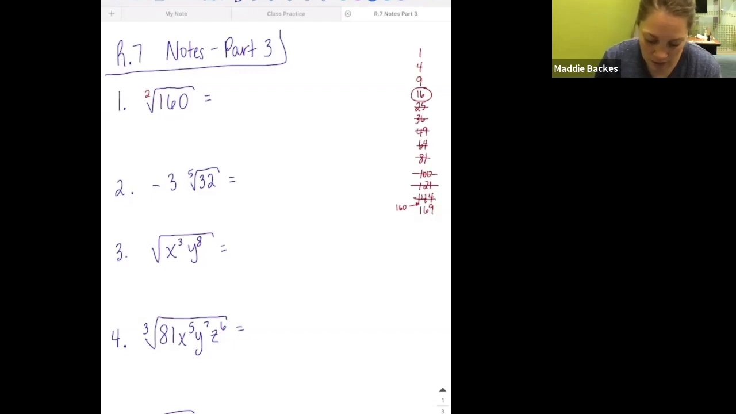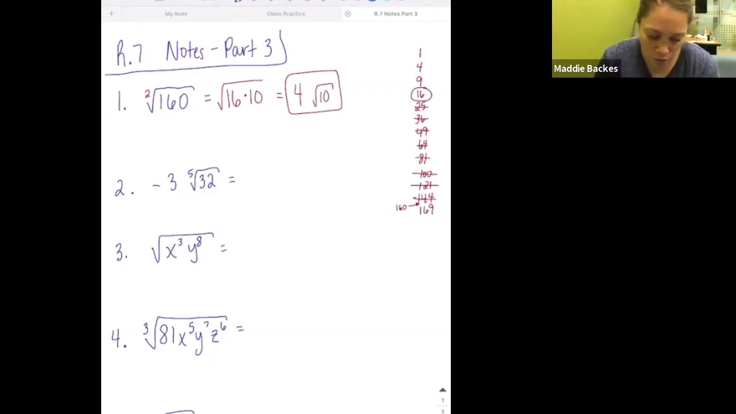So I'm going to rewrite this as square root of 16 times 10. I picked 16 because it's the biggest perfect square that divides 160. And 16 times 10 still equals 160. So now I can take the square root of 16 and get 4. And then 10 stays in my radical.